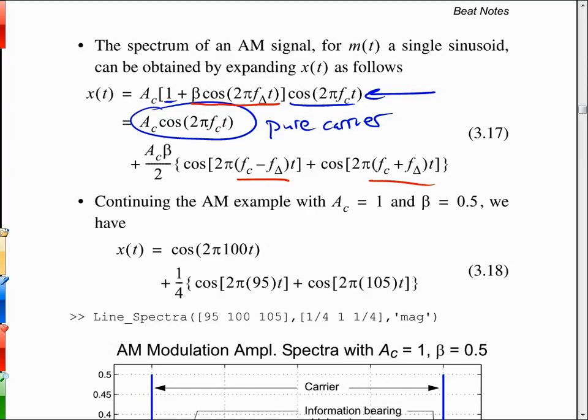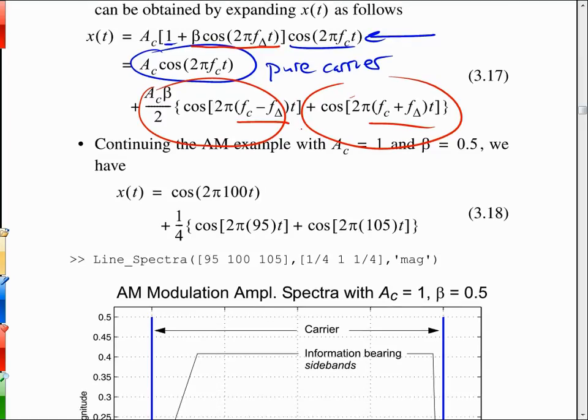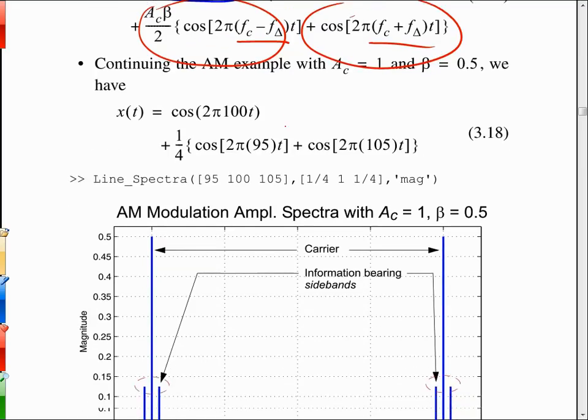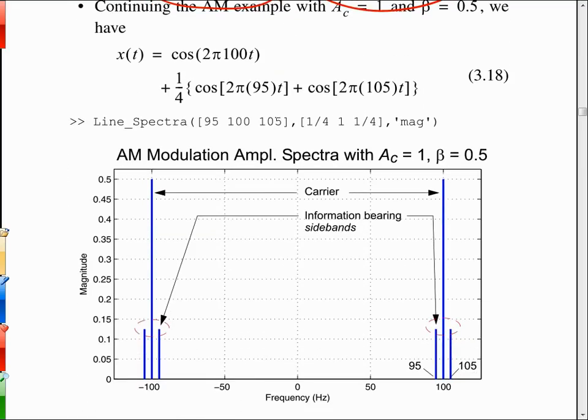So knowing now that we have these three components present, what is our line spectra going to look like based on what we've done so far? Each cosine term contributes how many spectral lines? 2, one at the positive frequency and one at the negative. So how many should we have total? 6. Does that make sense? Each one gives us 2. So there they are.